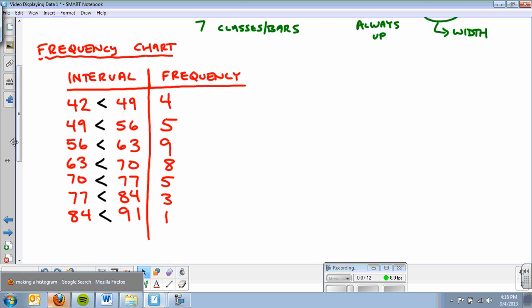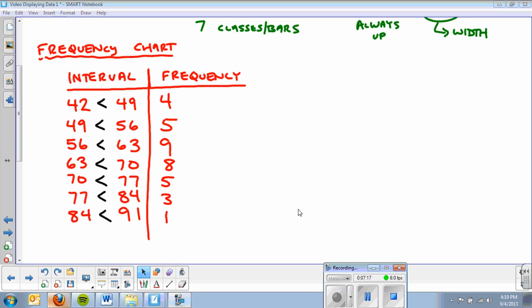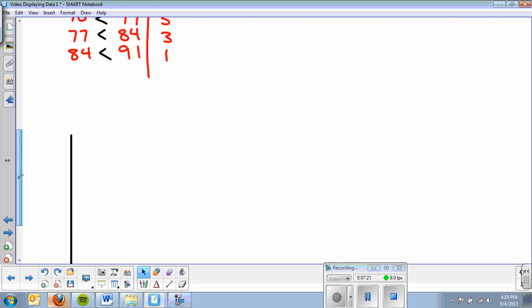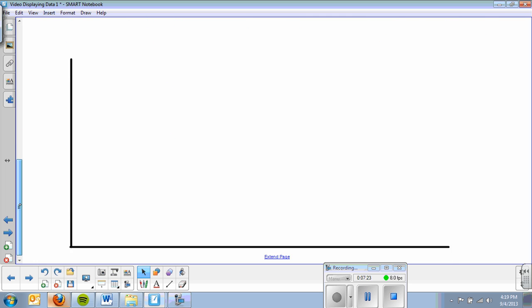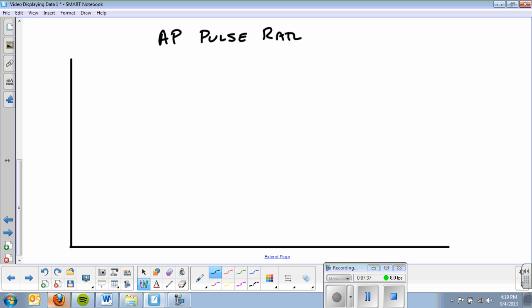And basically what we're going to do is put that into a graph. So I'll scroll down here and I'll use my graph. Now, as I said before, you're going to want to title it AP pulse rates in beats per minute.